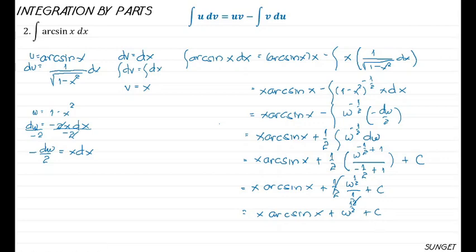Then substitute the value of w, and w raised to 1 half is square root of w. So we have x times arcsin x plus square root of 1 minus x squared plus c.